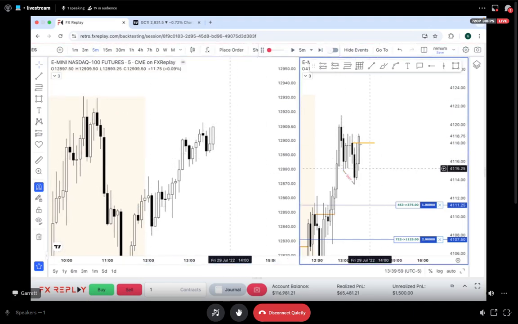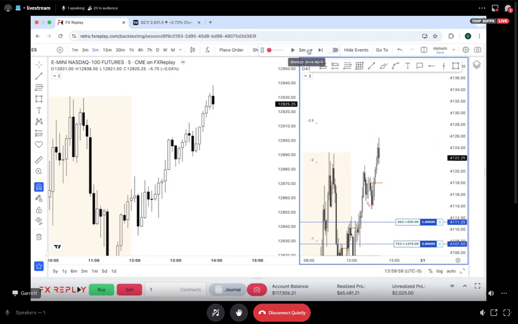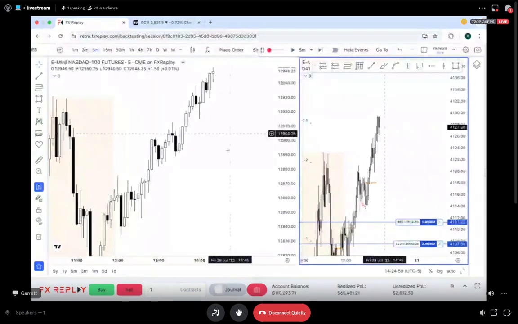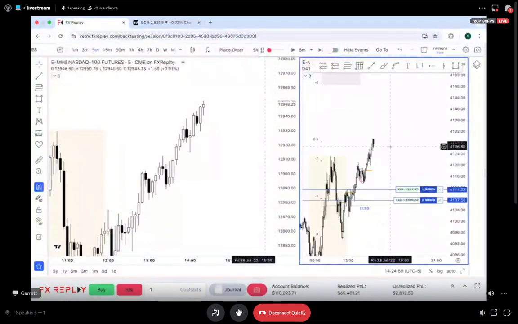But we would want to see this hold basically. That's also a valid entry. It looks really nice. And that played out beautifully. Nice. This is really textbook right there. I like that a lot.